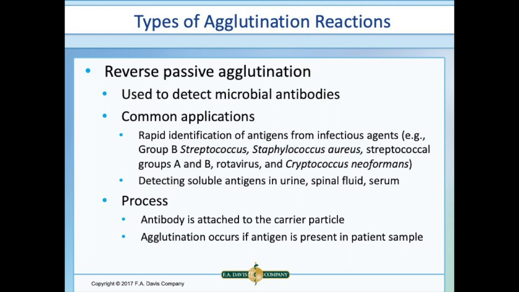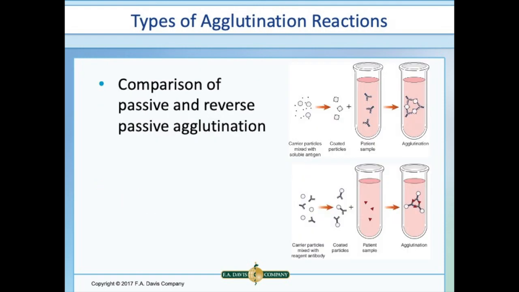Okay? So, the process is that instead of the antigen being attached to the carrier particle, because that is the case of passive agglutination, here, an antibody is attached to the carrier particle. So, agglutination occurs if antigen is present in patient sample. So, again, in passive agglutination, you are detecting antibodies. Antigen is attached to the carrier particle. In reverse passive agglutination, you are detecting antigen. So, antibody is attached to the carrier particle.